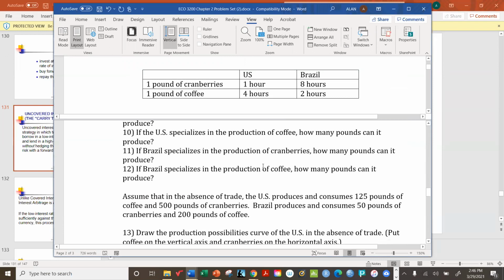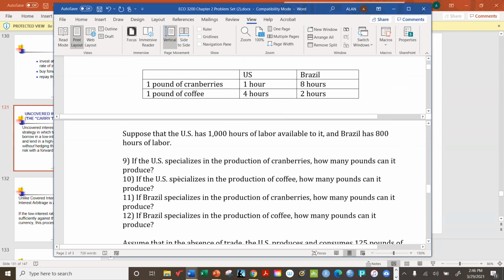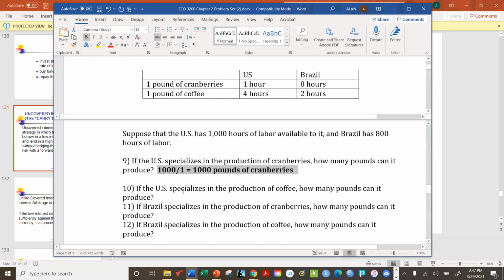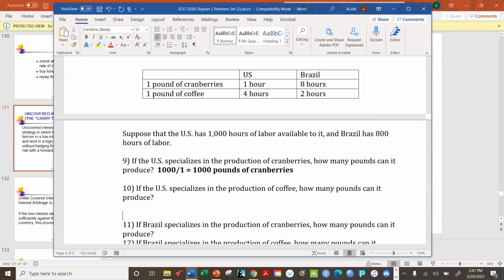All right, so remember, 1,000 hours. The US can only make cranberries. Well, they have 1,000 hours of labor. It takes an hour to make each pound of cranberries. Therefore, we must be able to produce 1,000 pounds of cranberries. Now, if we make coffee and just coffee, that might be a mistake because that only leaves us with 250 pounds of coffee, because each pound of coffee requires 4 hours.